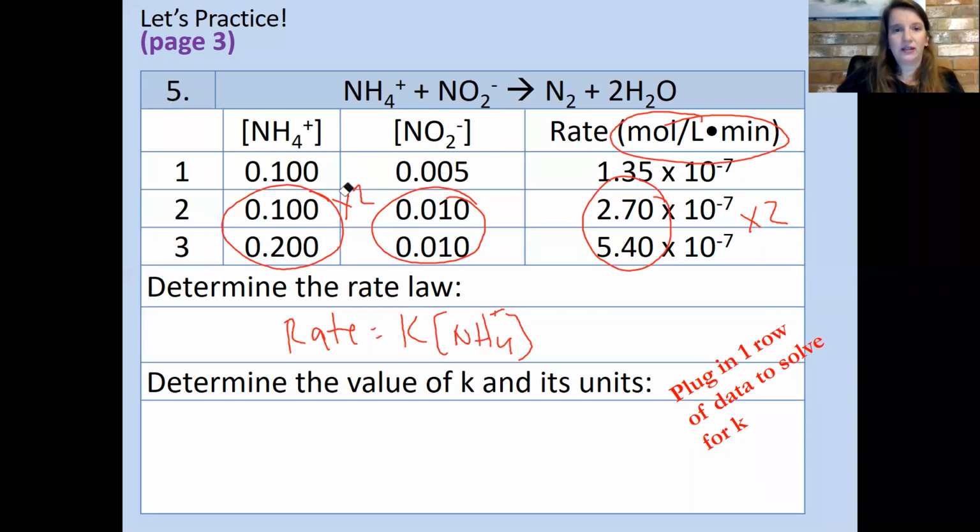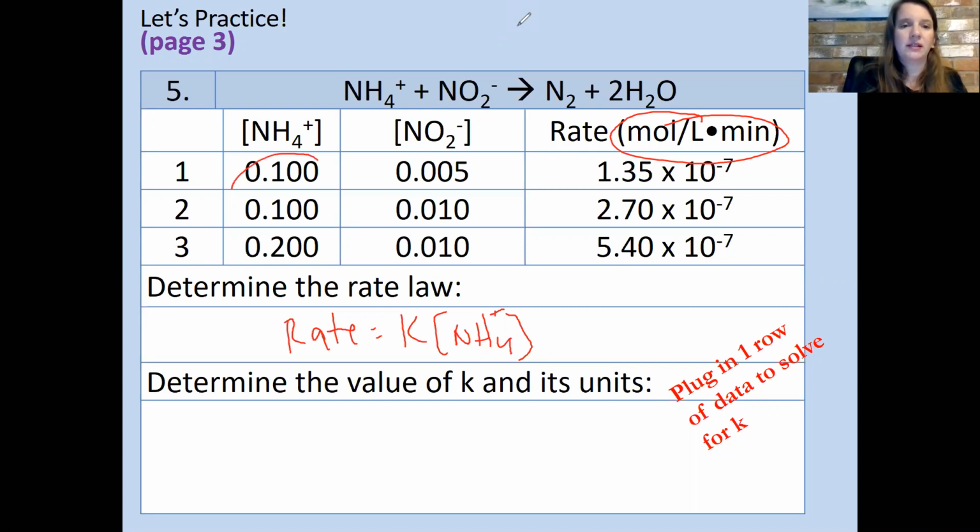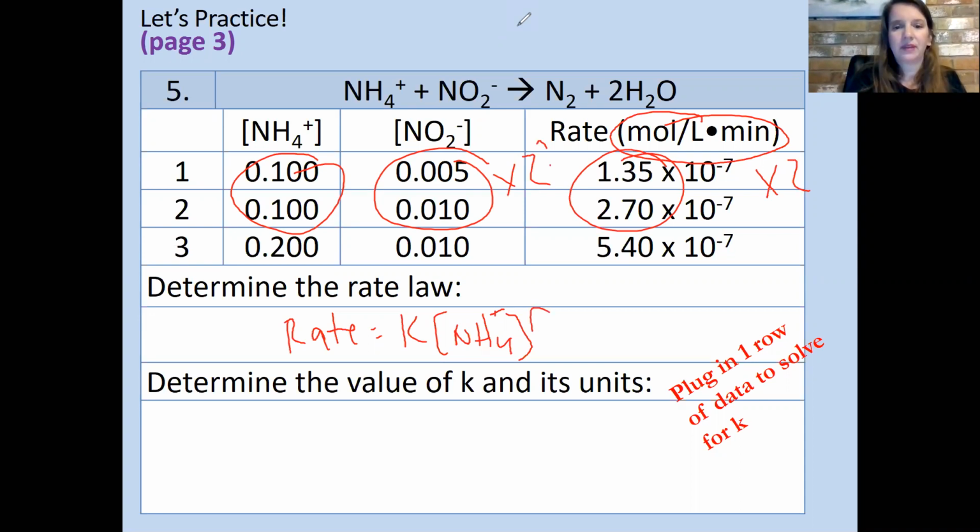So then let's look at, sorry, I have to erase this. I can't erase all because then I'll erase all my hard work down there. So then we're going to look at the nitrite ion. In trials 1 and 2, the ammonium ion stays the same. The nitrite ion is doubling. And what's happening to the rate? It's doubling. So this is times 2, this is times 2. So what does the order have to be up here on the nitrite ion? It has to be times 2, or sorry, times 1, because the effect on the rate is the same as the change in the concentration.